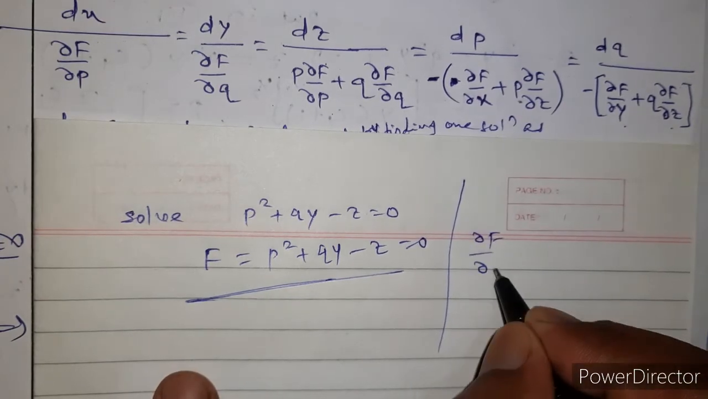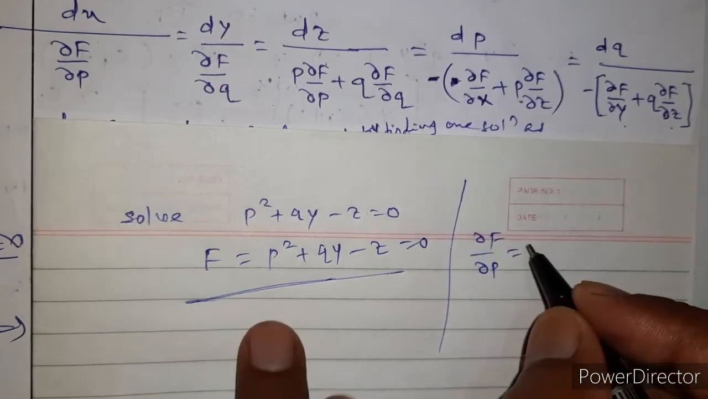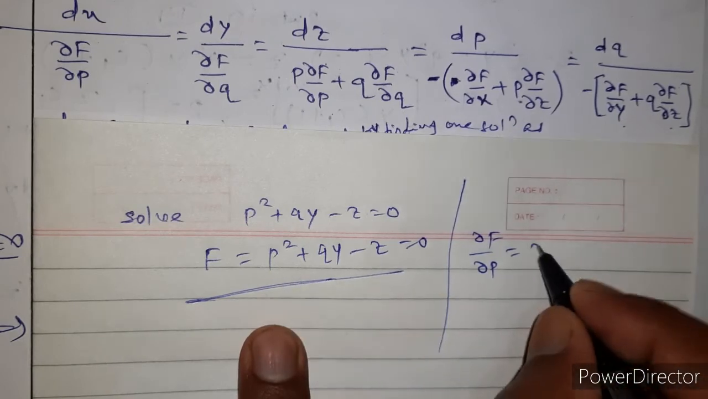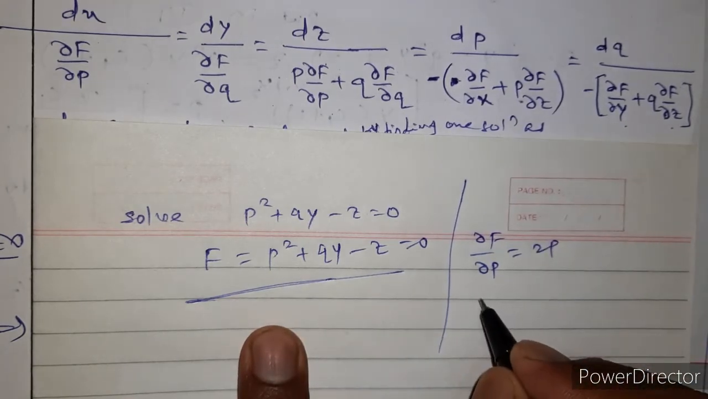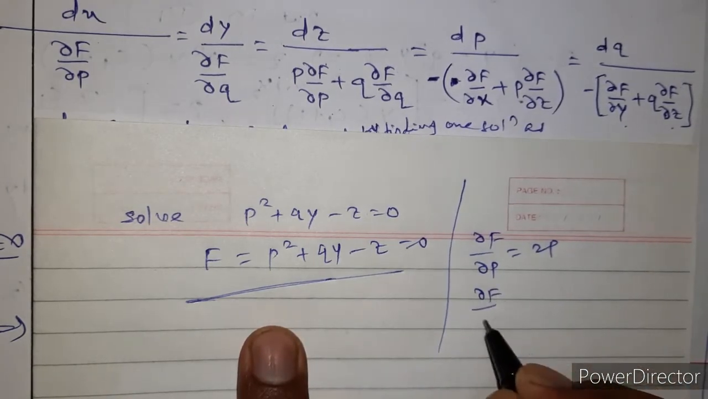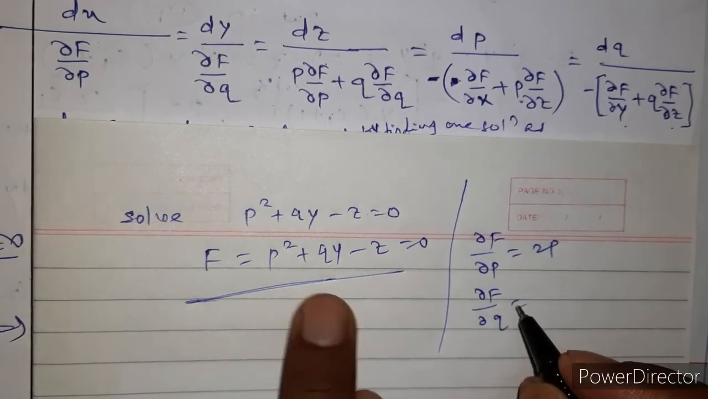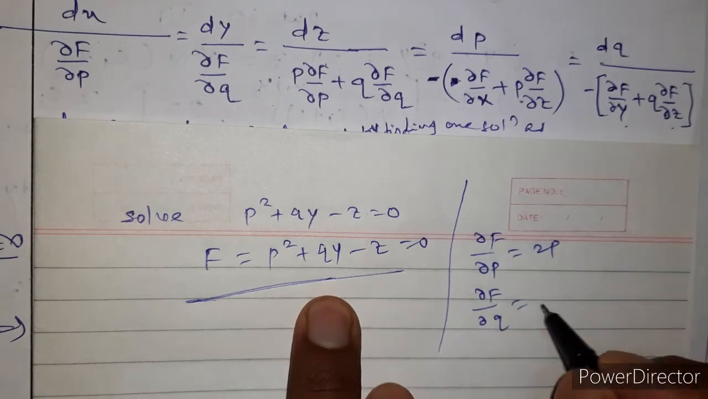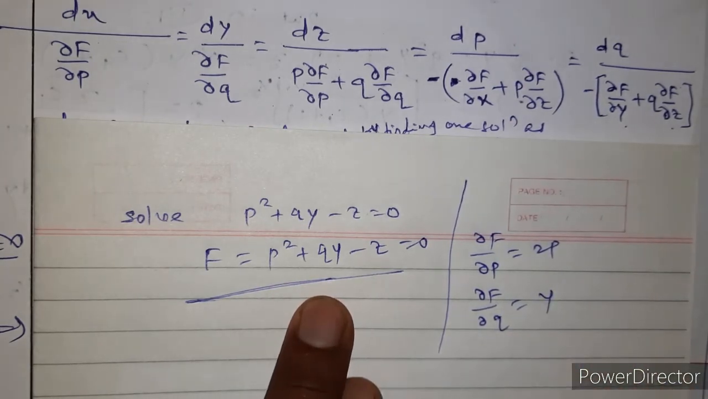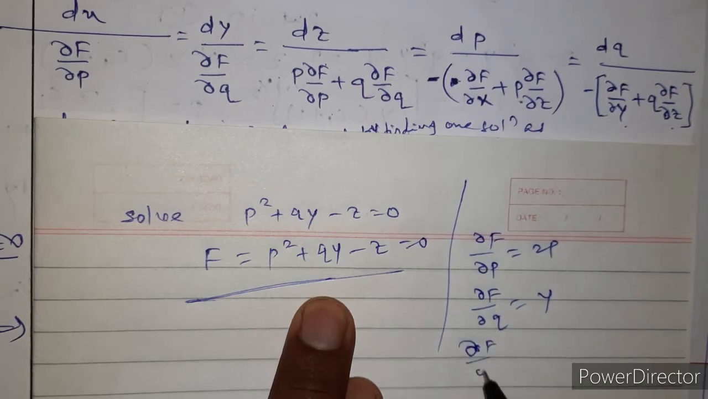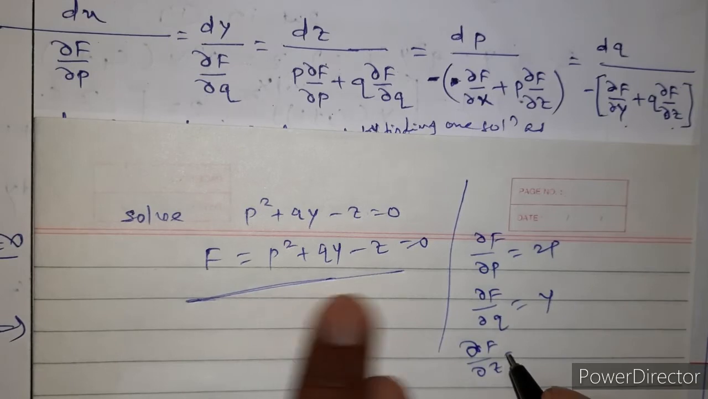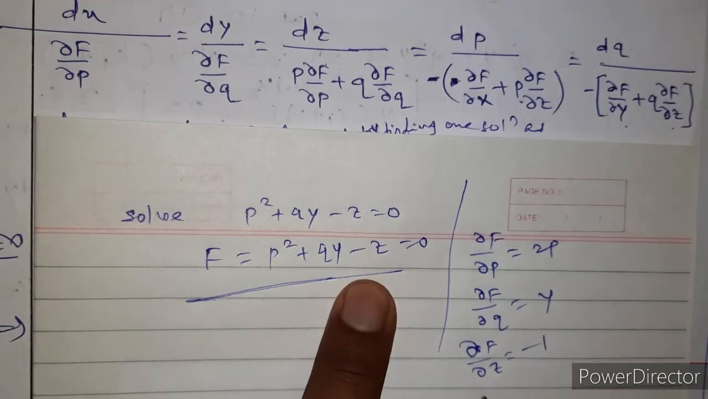∂f/∂p. What is the value of ∂f/∂p here? 2p. Then ∂f/∂q. What is the value of ∂f/∂q? Yes, it is y. Are you understanding? Yes. ∂f/∂z. What is ∂f/∂z? It is minus 1.